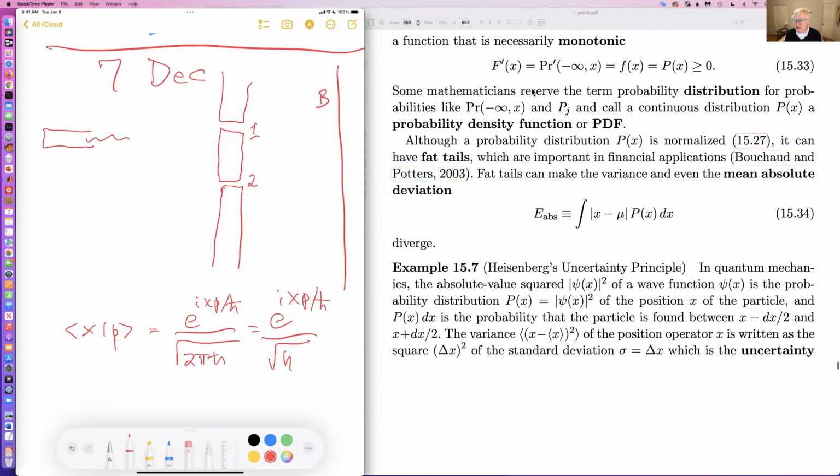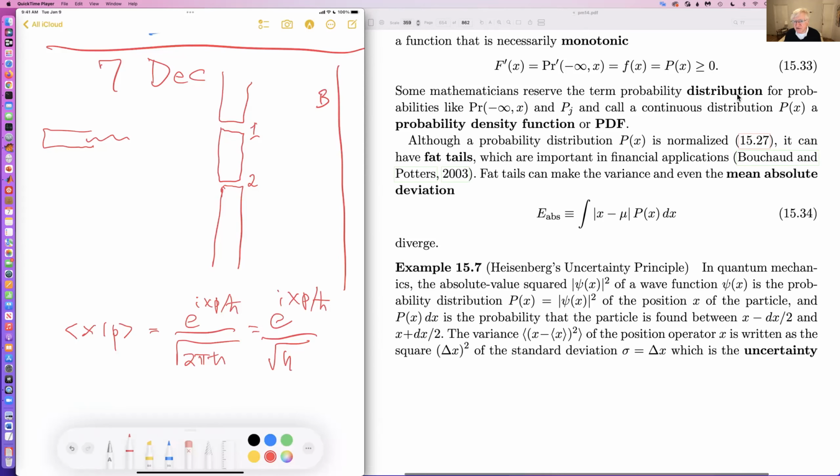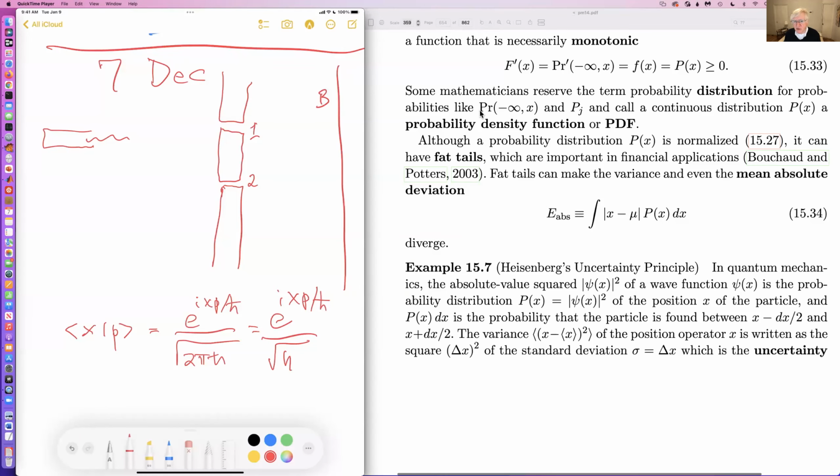Mathematicians and statisticians sometimes reserve the term probability distribution for the cumulative one and for the discrete one, and call a continuous probability distribution a probability density function, or a PDF. So those are different terms for the same thing.